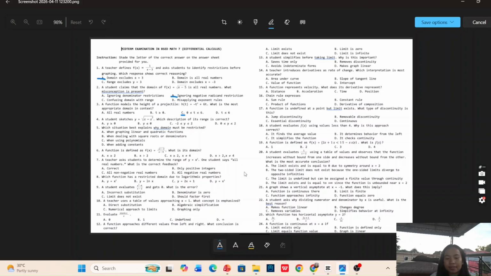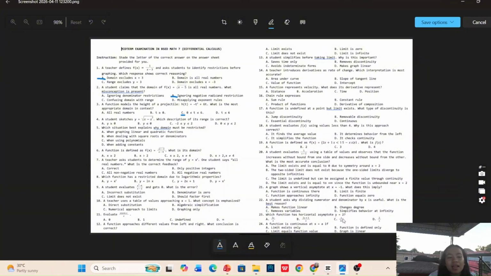Numerical approach to limits. Let's talk about approaching x equals 1. It simply talks about the limits because when we talk about limits, these are the values approaching the number that x approaches, depending on the given function.